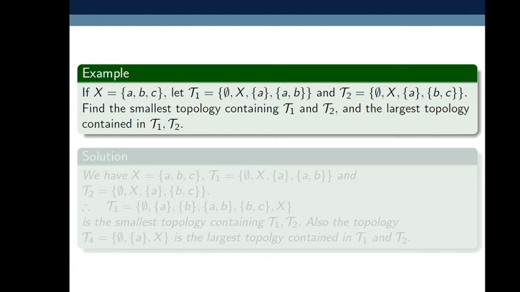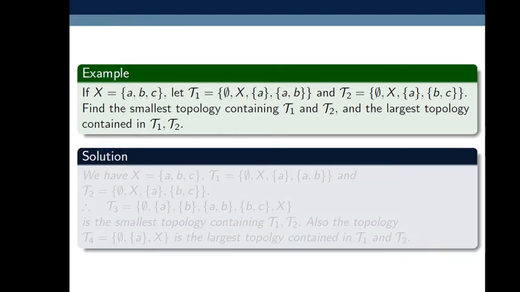So here we have to find the smallest topology which contains both tau 1 and tau 2, and the largest topology which is contained in tau 1 and tau 2, using tau 1 and tau 2, whatever sets are given.